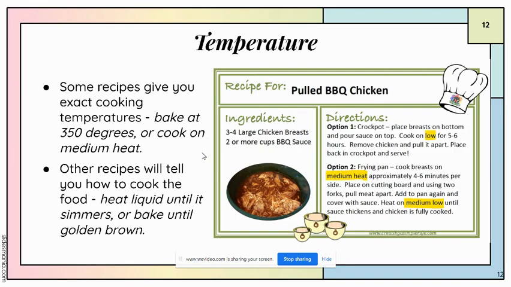All right, and then we've got temperature. Some recipes give you an exact cooking temperature. When we're baking, like we did with monkey bread, we baked it at 350 degrees. But if you're cooking, it will often say something like cook on medium heat or cook on high heat or low heat. You want to pay attention to that so you don't burn your food. Other recipes will tell you how to cook the food. So heat liquid until it simmers, and simmers is like small bubbles, or bake until it's golden brown, a little brown on the top.